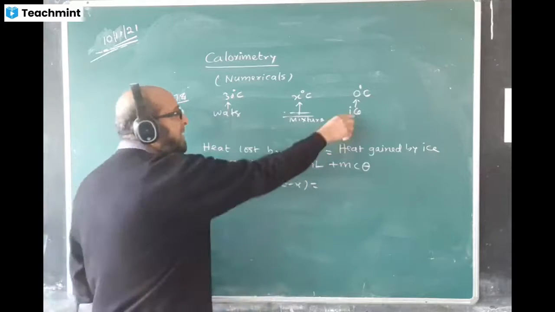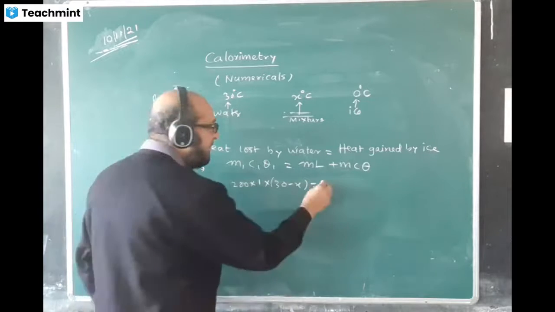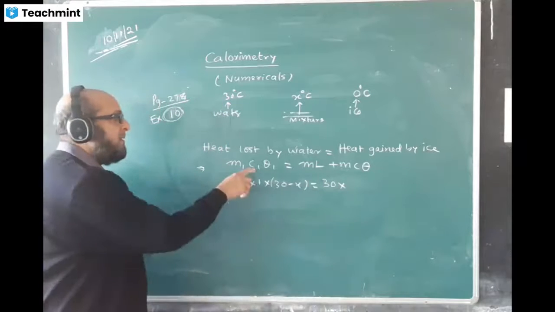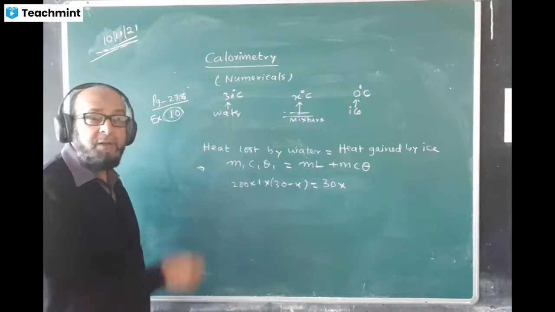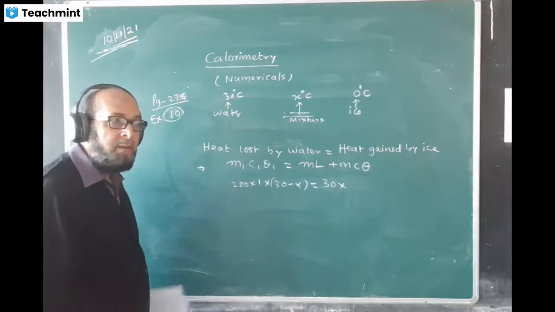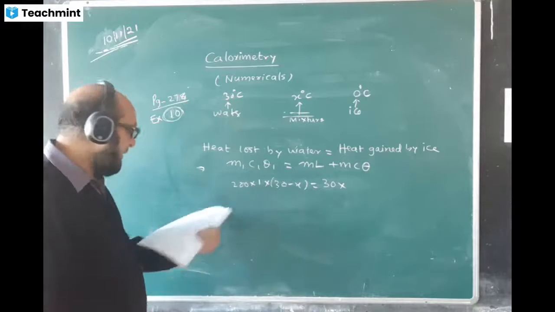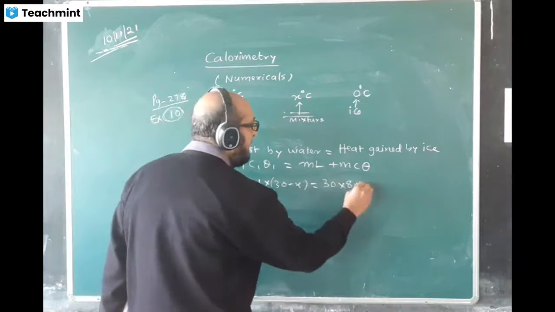Mass of the ice: what is the mass of the ice given? 30 grams. Specific heat capacity of water is given as 1 calorie. In the question, the value is given as 1. Latent heat of ice is given as 80 calories.